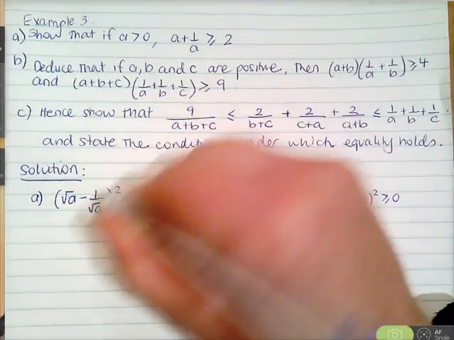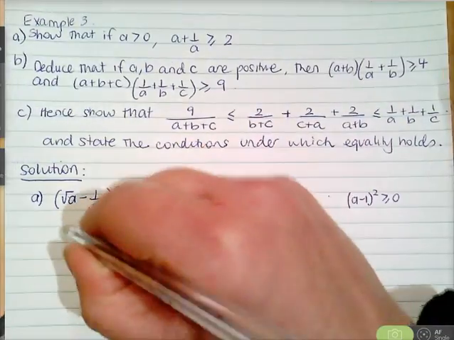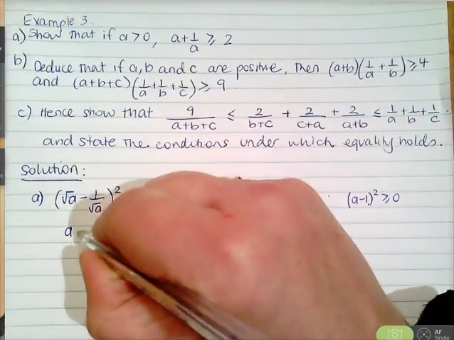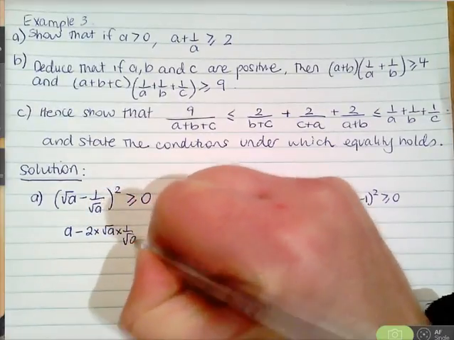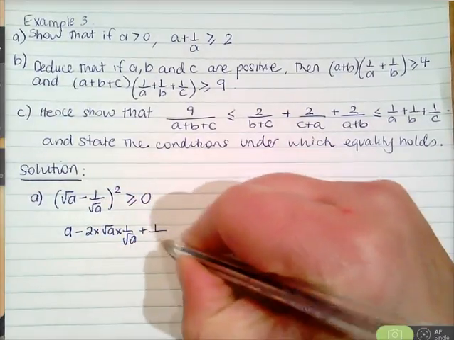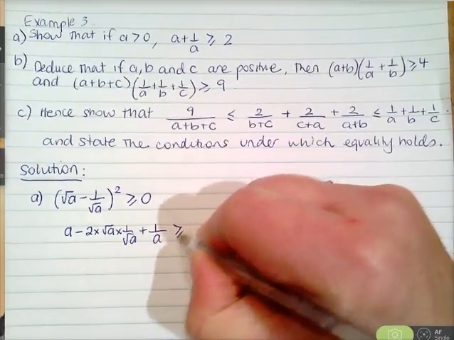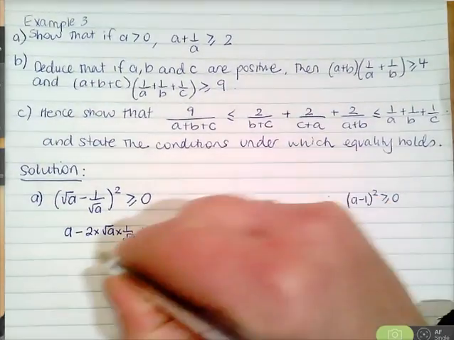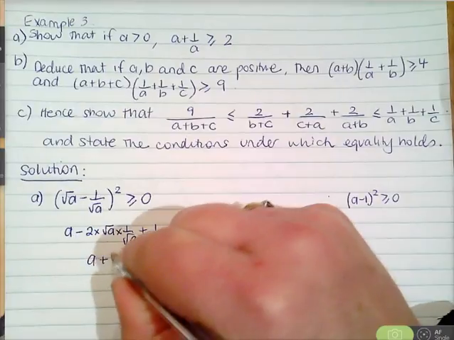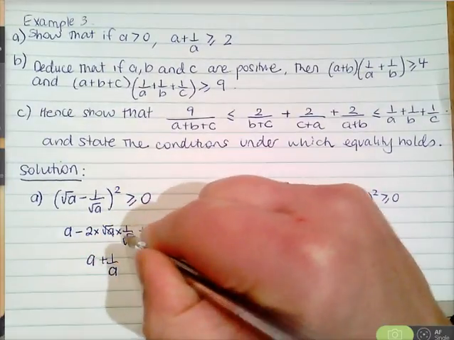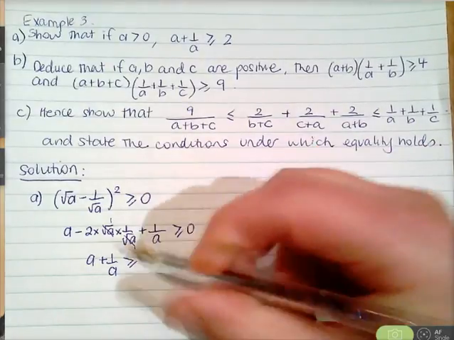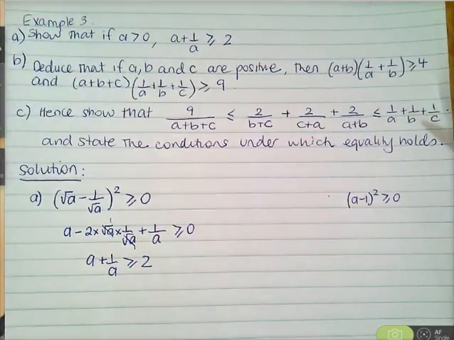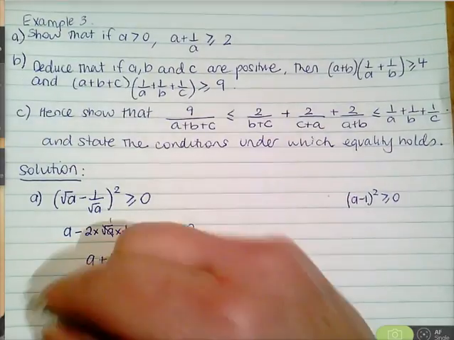So then completing this, expanding this perfect square, you would get a minus 2 times root a times 1 on root a plus 1 on root a squared, which is 1 on a, and that's greater than or equal to 0. And therefore you'd get a plus 1 on a. Now these cancel here, leaving 1's. You would get a plus 1 on a is greater than or equal to 2. So that just shows you an alternative method for doing part A.